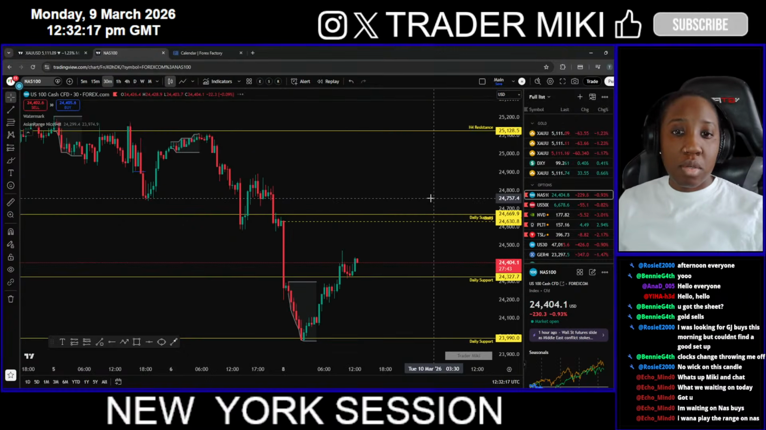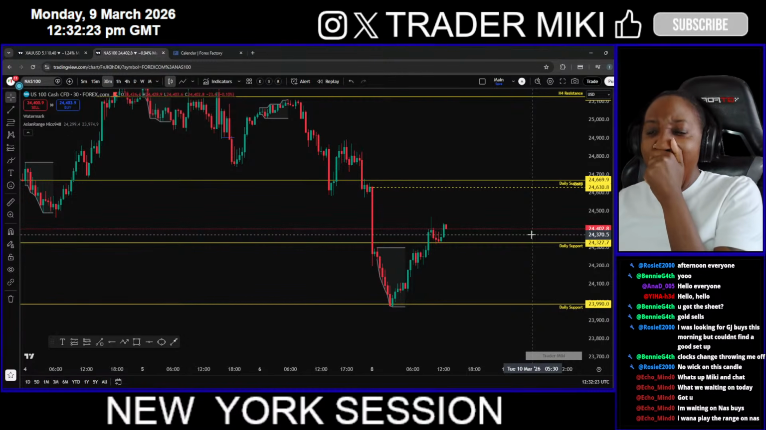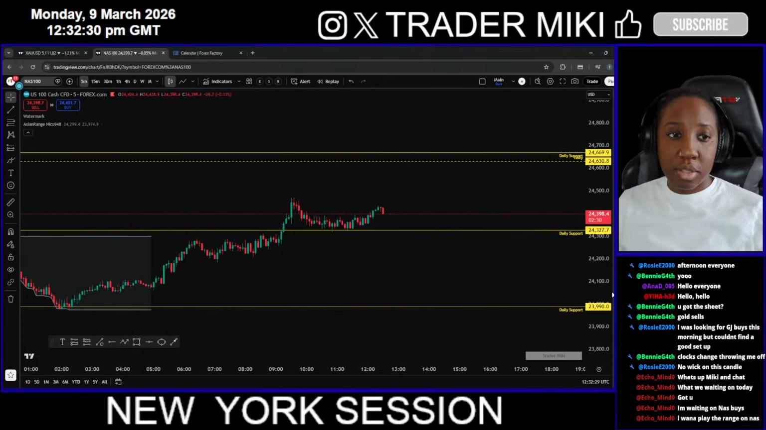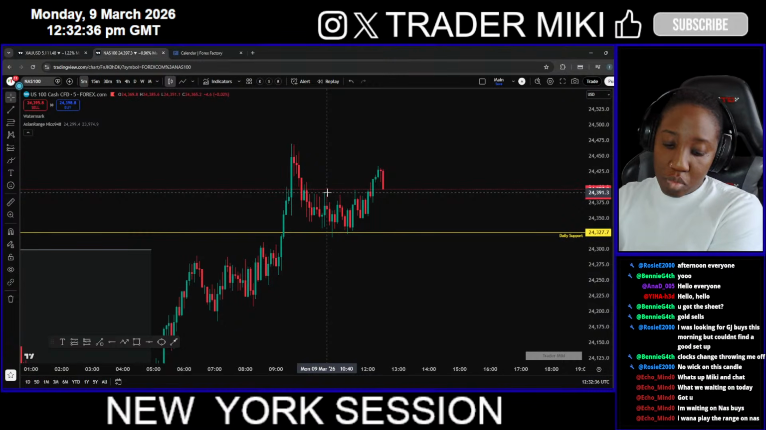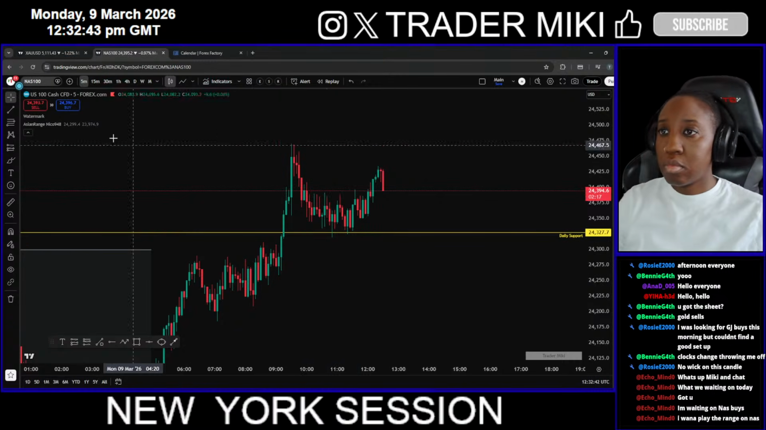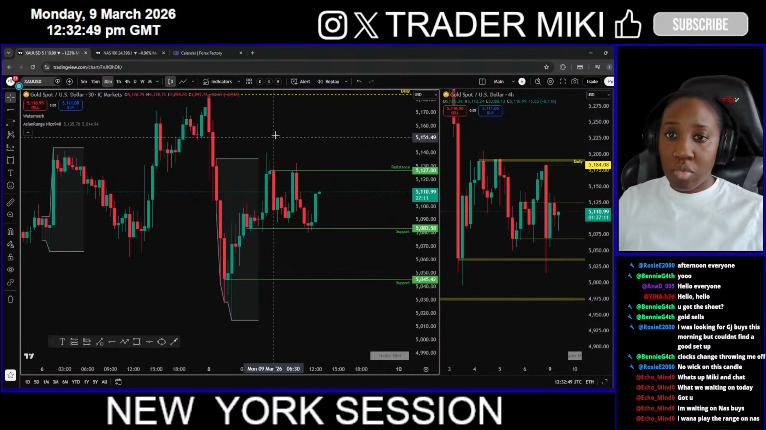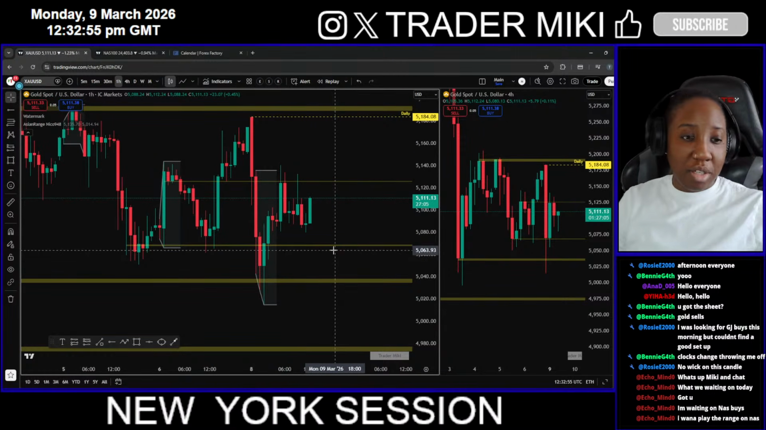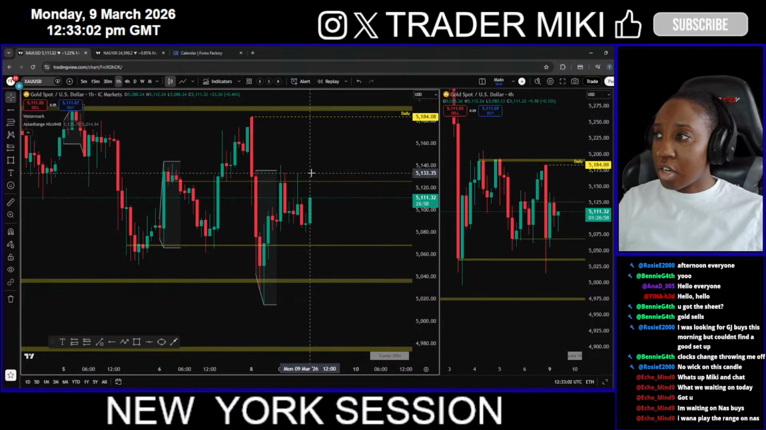In fact, let's keep an eye on this. I don't really like this structure on Nas for anything, to be honest. I don't like it to look for buys or sells. The one hour looks like a continuation pattern: strong bearish candle, weak bullish. But instead we just pushed right up.